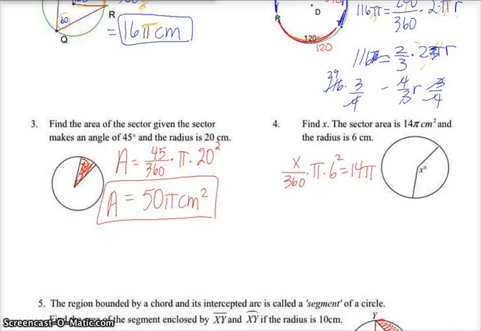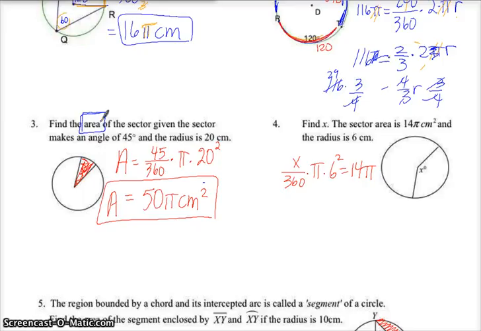For number 3, we're talking about areas now, which is pi r squared times the fraction of the circle. So it's only 45 degrees. You should have done 45 divided by 360 degrees, that fraction of the circle. The radius was 20, so that's just times pi r squared. And then you multiply all that out using your calculator, and you should get 50 pi centimeters squared this time because we're talking about area.